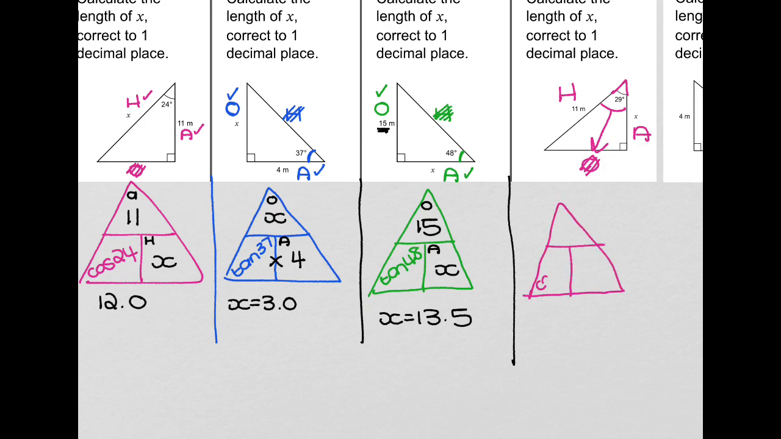It's a cosy cos of 29 degrees. Cos is adjacent over hypotenuse. My adjacent is x. My hypotenuse is 11. Is this a timesing or a dividing question? This is a timesing one. So I'm going to say cos 29 times 11, and I get 9.6.